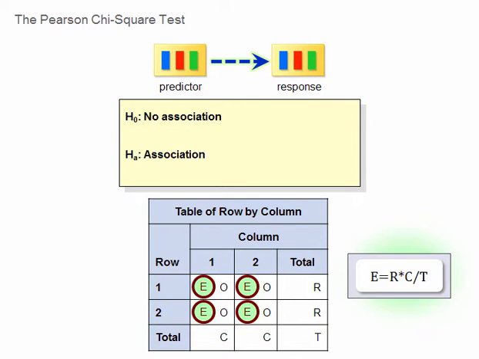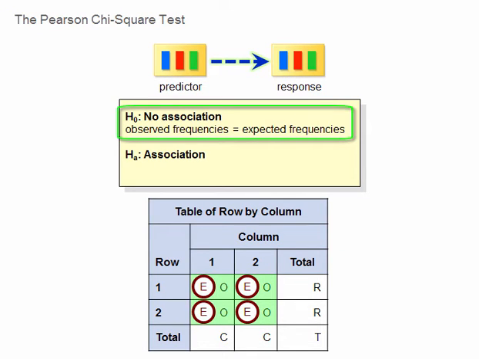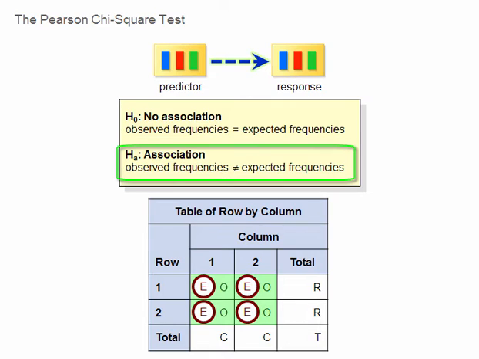The chi-square test calculates the expected frequencies for each cell by multiplying the row total, R, by the column total, C, and then dividing the result by the total sample size, T. If the observed frequencies equal the expected frequencies, there is no association between the variables. If the observed frequencies do not equal the expected frequencies, there is an association between the variables.